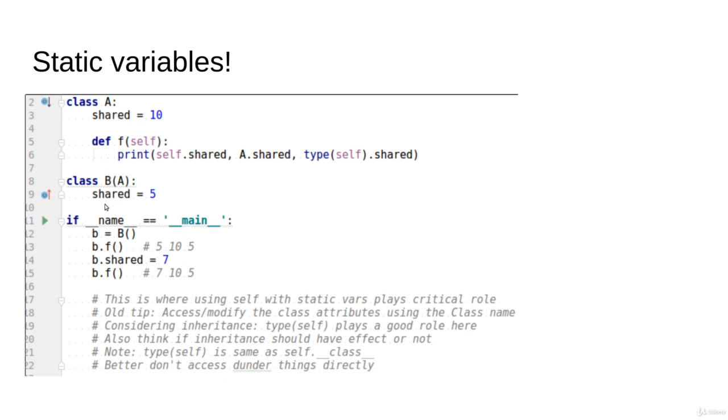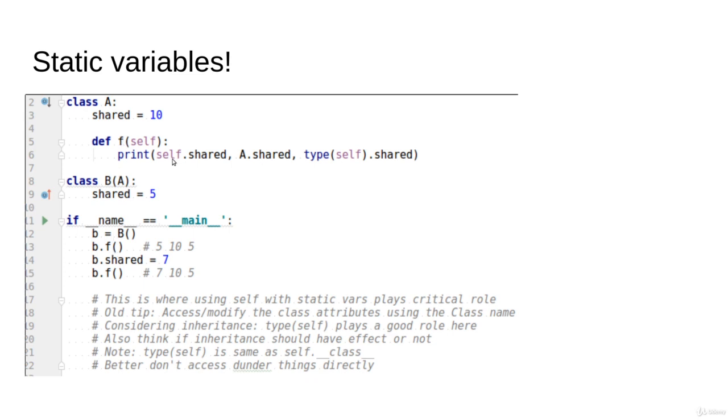But class B has its own shared, also static, variable with 5. And we have function f that is printing 3 things. So let's trace the code. We have an object from B, and then we printed b.f. We actually evaluated b.f.